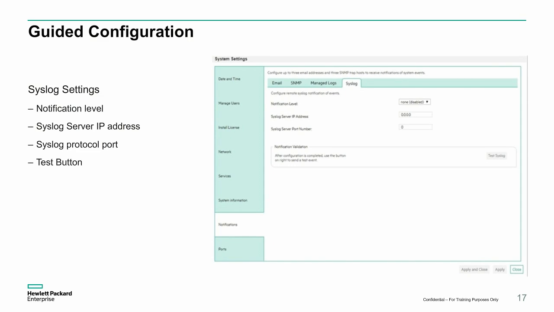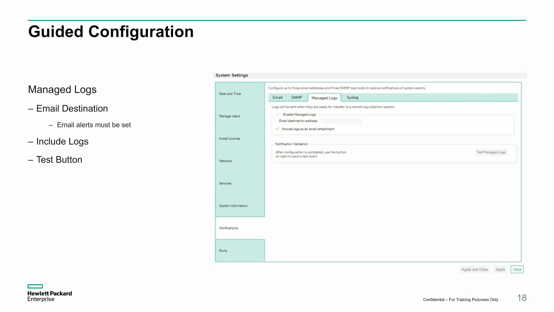The third notification protocol which can be used is syslog, and here are the settings. This includes the notification level, the syslog server IP addresses, the syslog protocol port, and finally the test button to send a test syslog event to validate settings are correct.